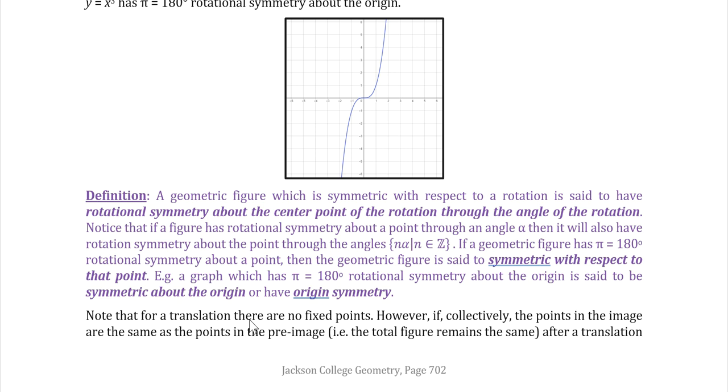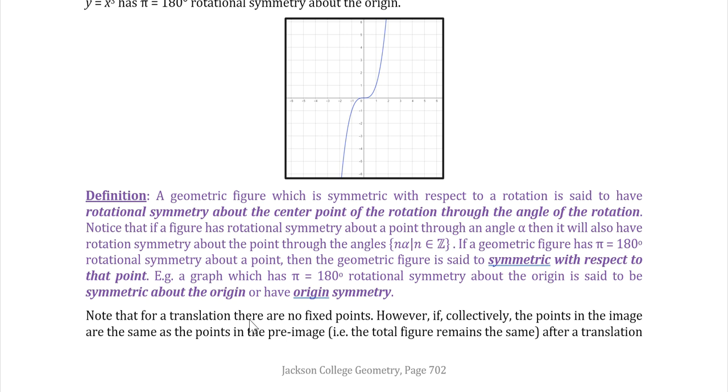So for example, if it has rotational symmetry of 60 degrees, then it'll also have rotational symmetry by the same center of rotation, twice that, 120 degrees, 180 degrees, and so forth.